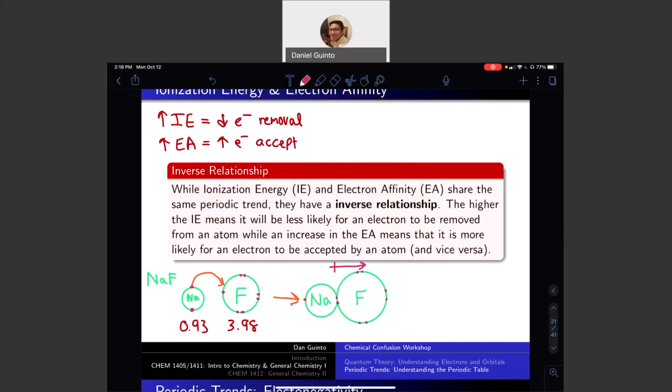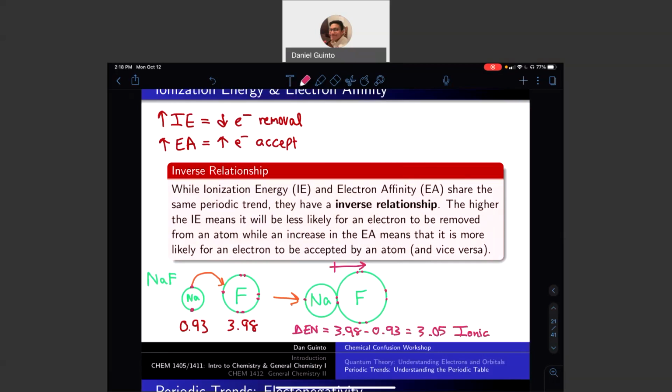And what we can see is that the difference, so delta EN, is equal to the difference between both of them. So it's 3.98 minus 0.93. And that's equivalent to, let's see, 3.05, if I can do math properly. Yeah, 3.05, and therefore that's an ionic bond.